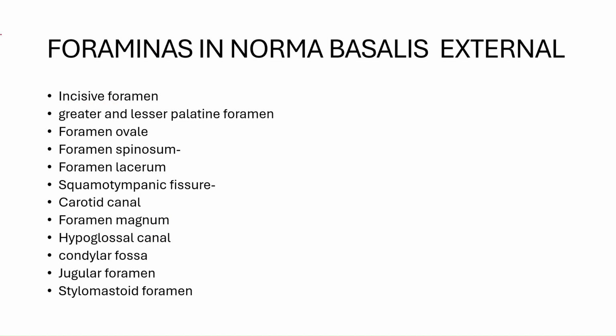The foramina in Norma Basalis you have seen are the incisive foramen, the greater and lesser palatine foramina, the foramen ovale, the foramen spinosum, foramen lacerum, squamotympanic fissure, carotid canal, foramen magnum, hypoglossal canal, condylar fossa, jugular foramen, and stylomastoid foramen. So these are the only important ones.